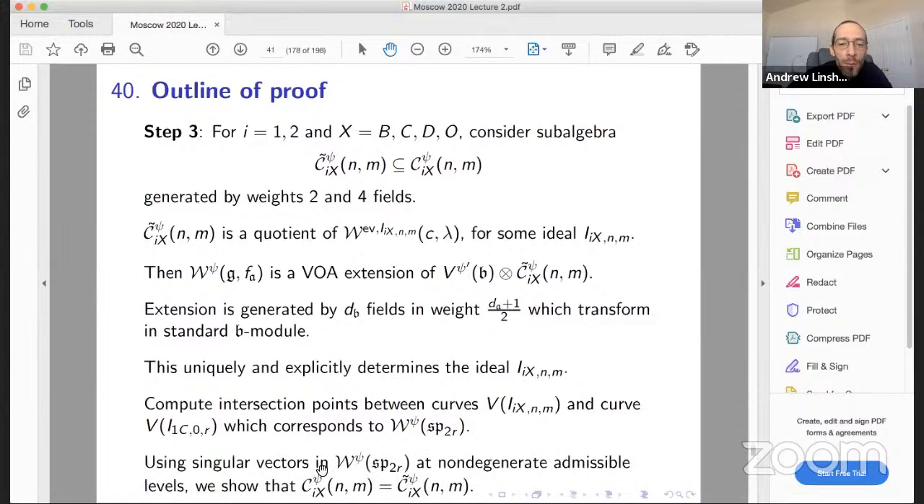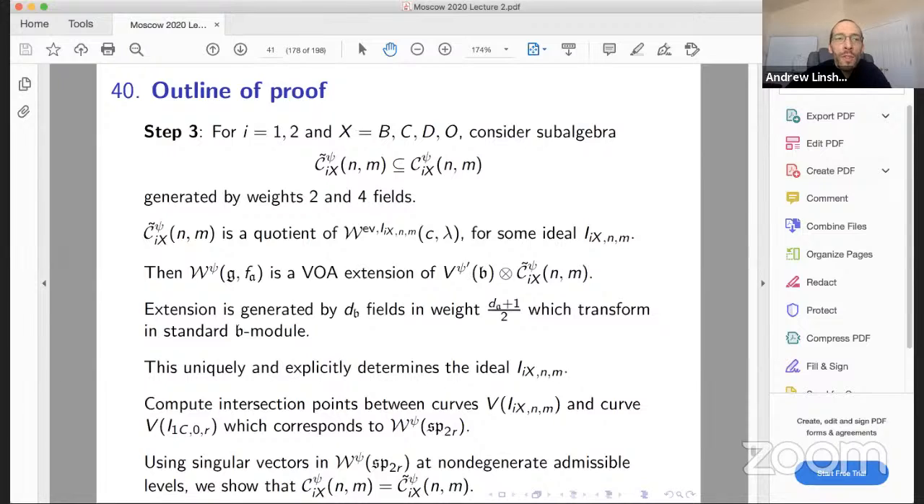But there's one nice family of levels where this is non-degenerate admissible. And by finding the weights of the singular vectors, I can show that the truncation has to occur far enough out that C tilde has to account for all of C. And this is the end of the story. I can do this for all of these, and I get the explicit truncation curves. Okay, so that's the outline of the proof of this.